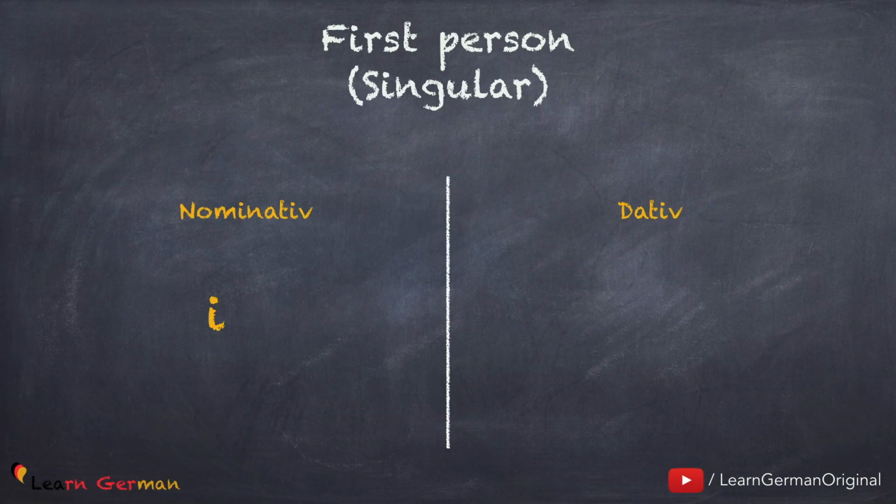As you already know, the first person pronoun in singular in nominative is ich. When this ich is used as a dative object, it changes to mir.